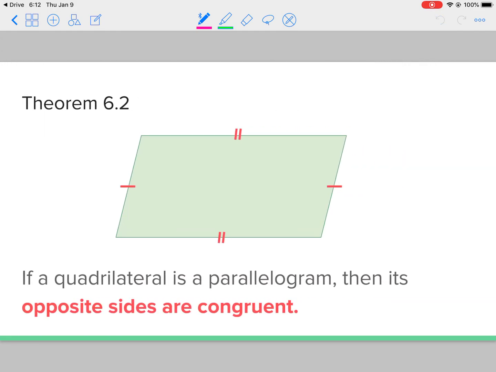The next thing is theorem 6.2, which gives us our first important property that comes from a theorem. If something's a parallelogram, then automatically the opposite sides are going to be congruent. The next theorem is 6.3, which says that if a quadrilateral is a parallelogram, then opposite angles are congruent.